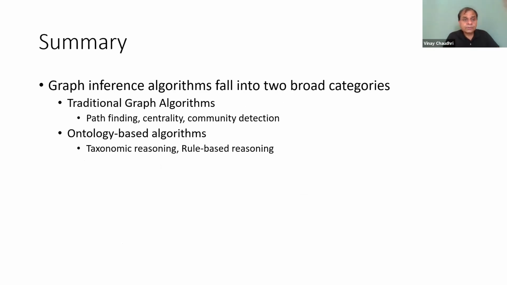All right, to summarize, the knowledge graph inference algorithms at the very highest level fall into two broad categories: traditional graph algorithms, which are things like pathfinding, centrality detection, community detection, and the ontology-based algorithms or semantic algorithms, which can be either taxonomic reasoning algorithms or rule-based reasoning algorithms. So with that, I conclude the first part of the presentation, and I'm ready to go into the second part.